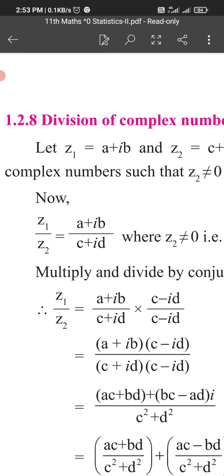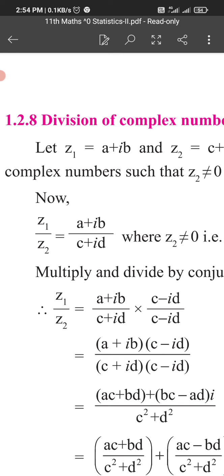Then solving the brackets, a into c, that is ac, a into (minus id), then b into ic, plus b into id times minus id. So i is common: (bc minus ad) i, and b into d into i square. i square is equal to minus 1, minus minus plus.